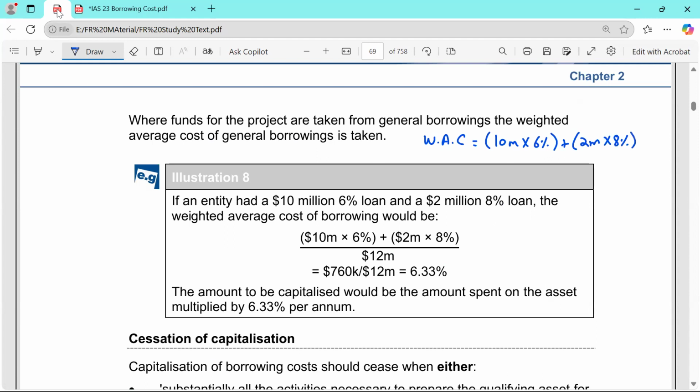So this will give you the total interest cost that is payable on the loans, and divide that by the total amount of the loan, 10 plus 2, 12 million, and multiply by 100. So you are going to get the percentage, that is 6.33 percent. They have already calculated that. Now you have to use this percentage to calculate the cost capitalized.